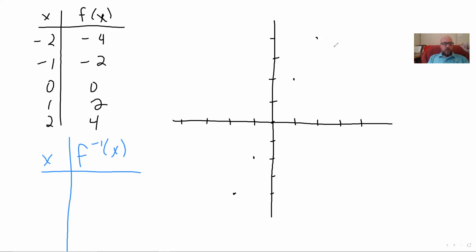So for the inverses, I'm just going to flip the table over. So -4, -2, 0, 2, 4, and we got -2, -1, 0, 1, 2. Okay. So when I graph these, now I've got -4, -2, -2, -1, 0, 0, 2, 1, and 4, 2.